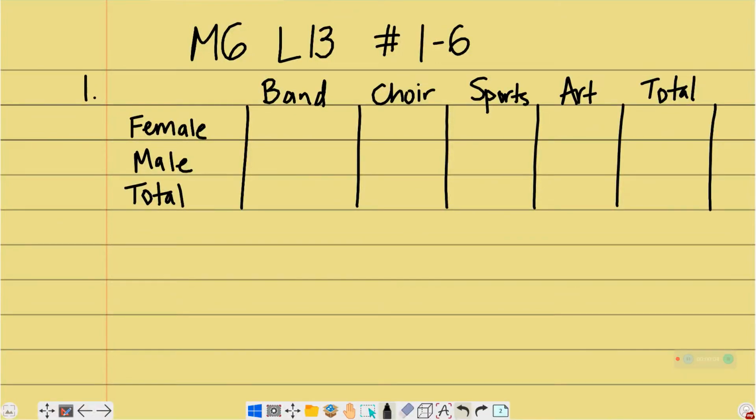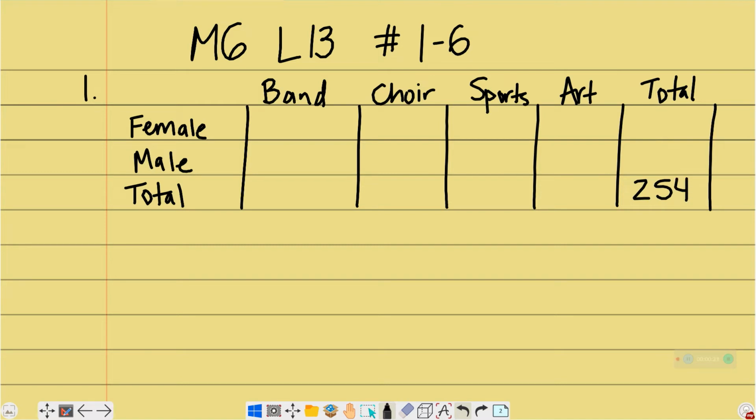Number 1 says complete the table below. We need to use the information above to fill in this table. It says the counselor's finding for the 254 8th grade students are as follows, which means the total of everything, the total is 254.